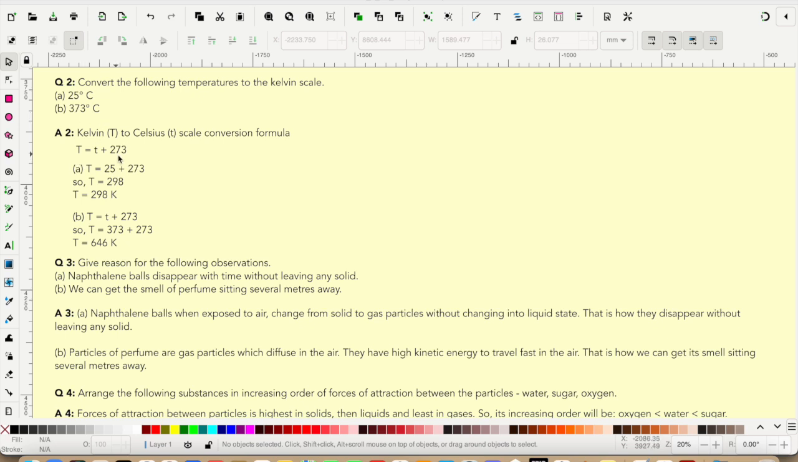Again, we will use the same formula as in question 1. Capital T is equal to small t plus 273, where capital T is temperature in Kelvin and small t is temperature in Celsius. Here, small t value is given as 25. So substitute the value. Capital T can be calculated as 298 Kelvin. In part B, substitute the small t value as 373. So capital T will be calculated as 646 Kelvin.